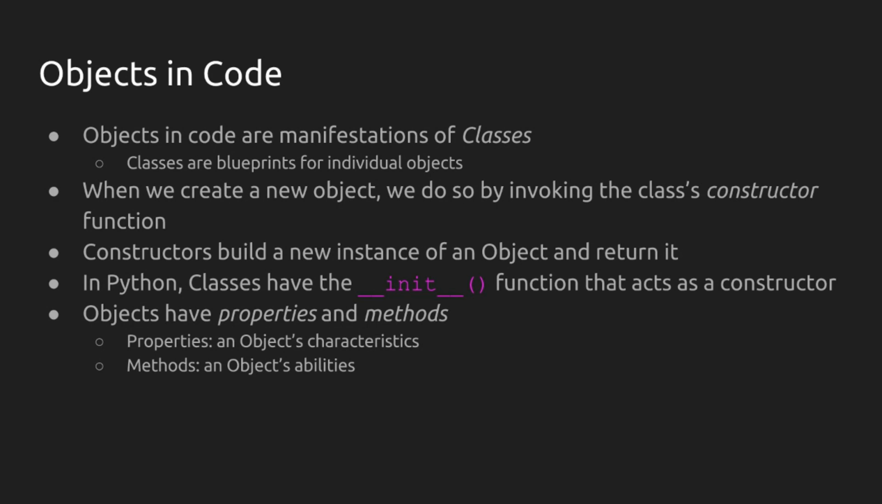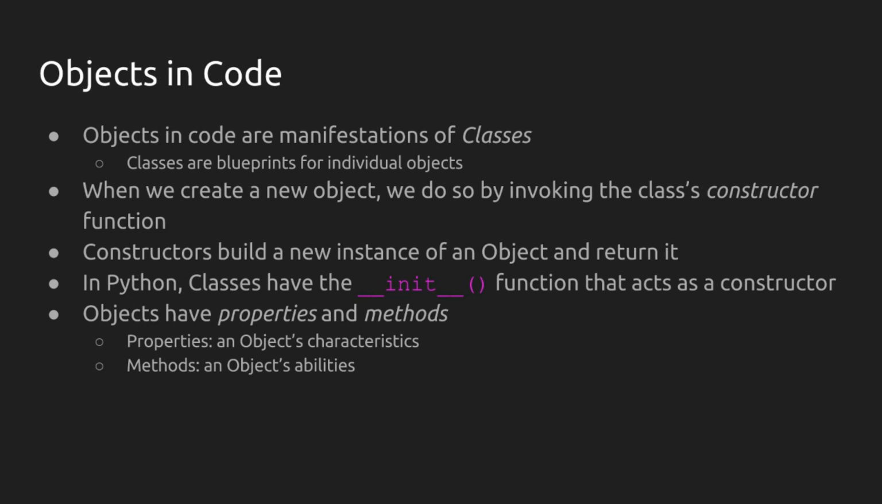Every programming language uses different syntax to create new objects if they have object-oriented programming. In Python, the constructor looks like this: double underscore init double underscore function. By the way, sometimes we call the double underscores dunders. So if you hear me say dunders, that's what I'm talking about, these double underscores here. And that init function is going to be the constructor. So that's what happens when we ask for a new car.